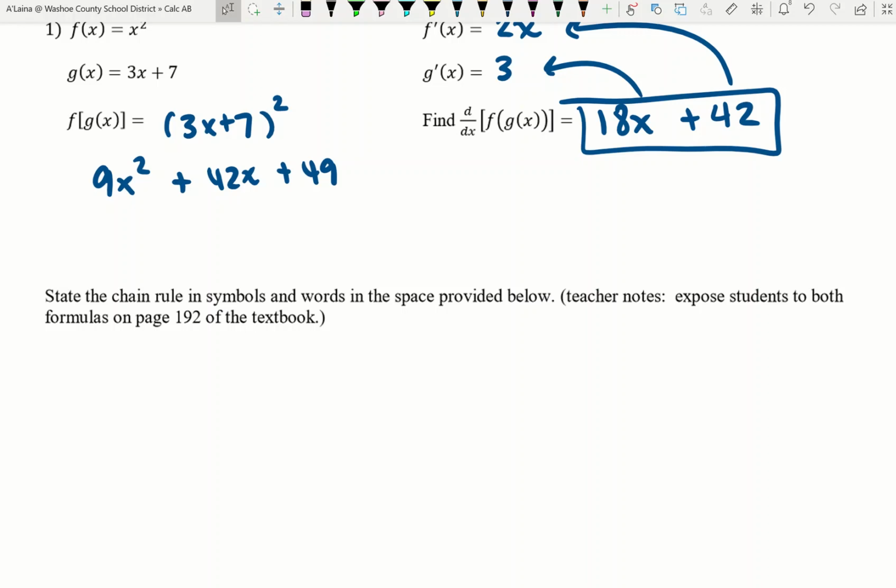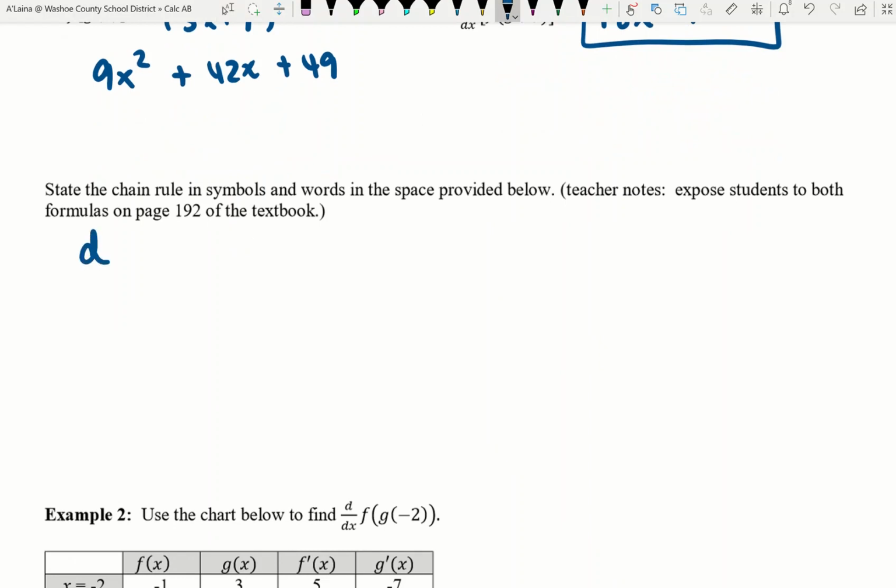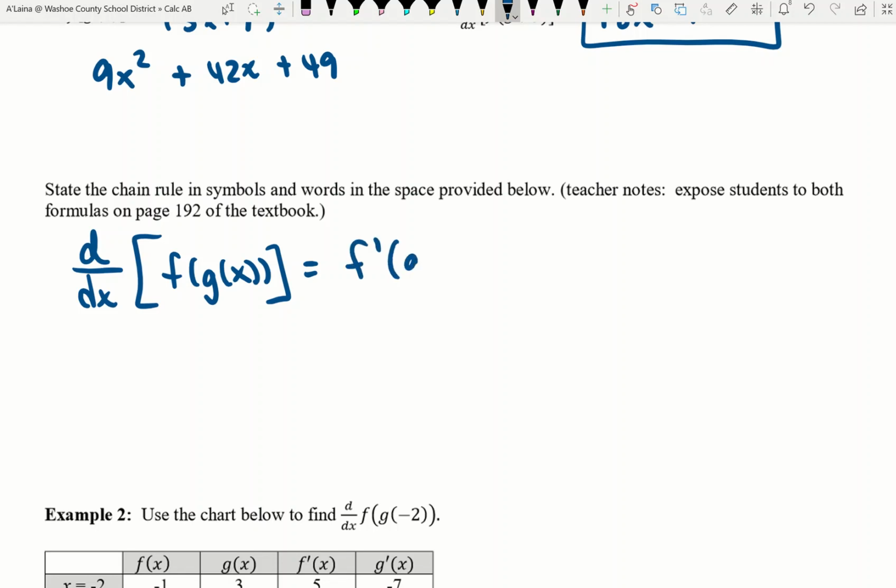But here's what the chain rule says. If you are trying to take the derivative with respect to x of the function f of g of x, what you would want to do is start by taking the derivative of f that's been evaluated at g, but then you need to multiply that by the derivative of g.